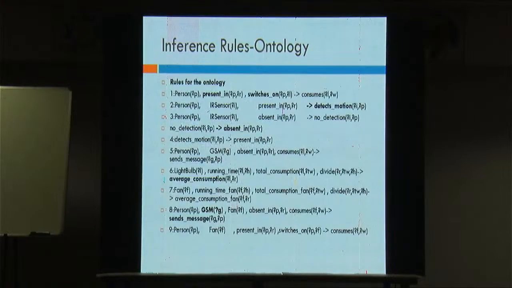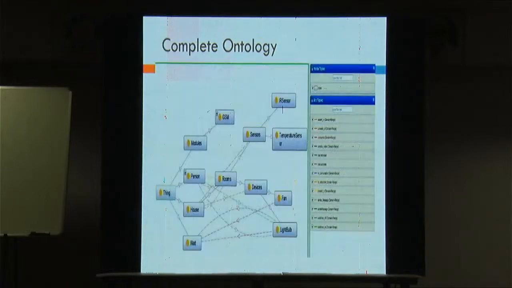And this is an example of rules for the ontology, which checks whether anyone is present, switched on, detects motion, the average consumption, and if the GSM model is there, it sends an SMS. These are the rules that we can frame using the ontology to find the context awareness. And this is the complete ontology. From the tool we have framed the classes, objects and relationship models.